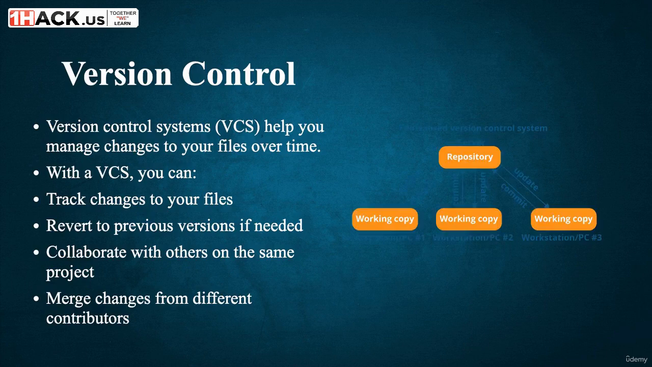Version control systems, or VCS, are tools that help you manage changes to your files over time. With a VCS, you can track changes to your files, revert to previous versions if needed, collaborate with others on the same project, and merge changes from different contributors. Git is a type of VCS called a distributed version control system, which means that each user has a full copy of the project's history on their local machine, making it easier to work offline and collaborate with others.